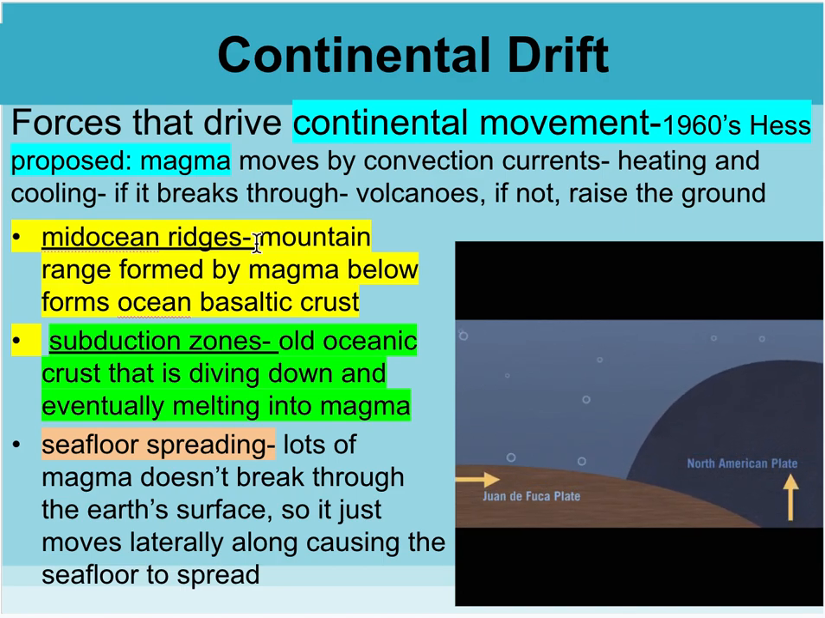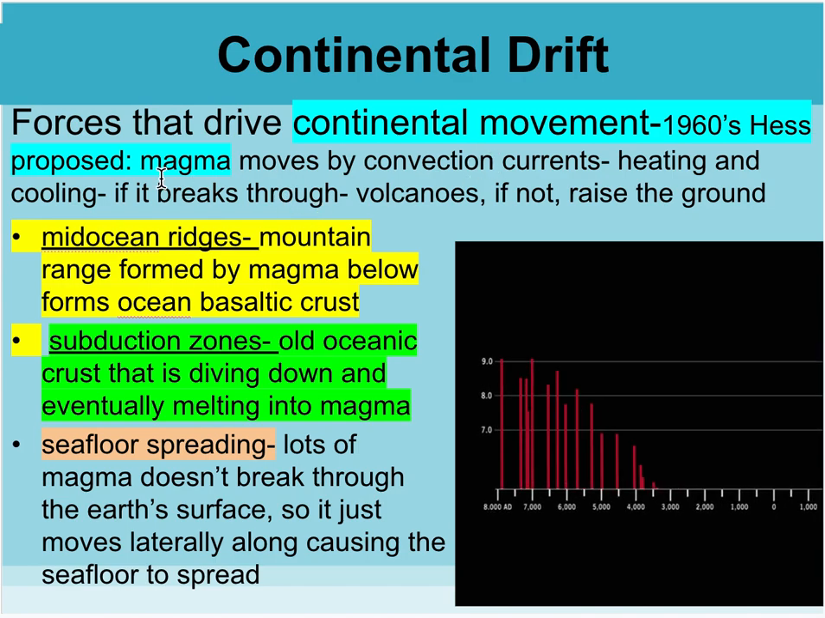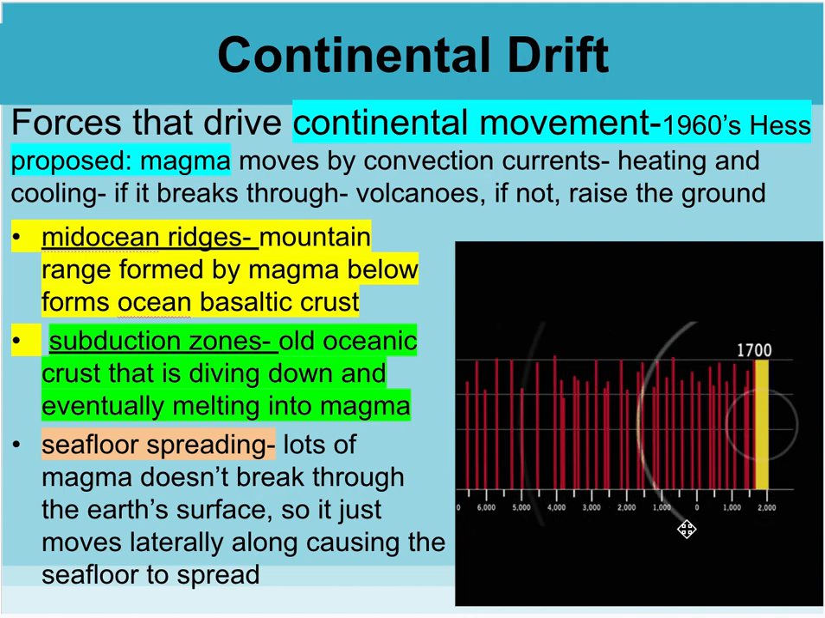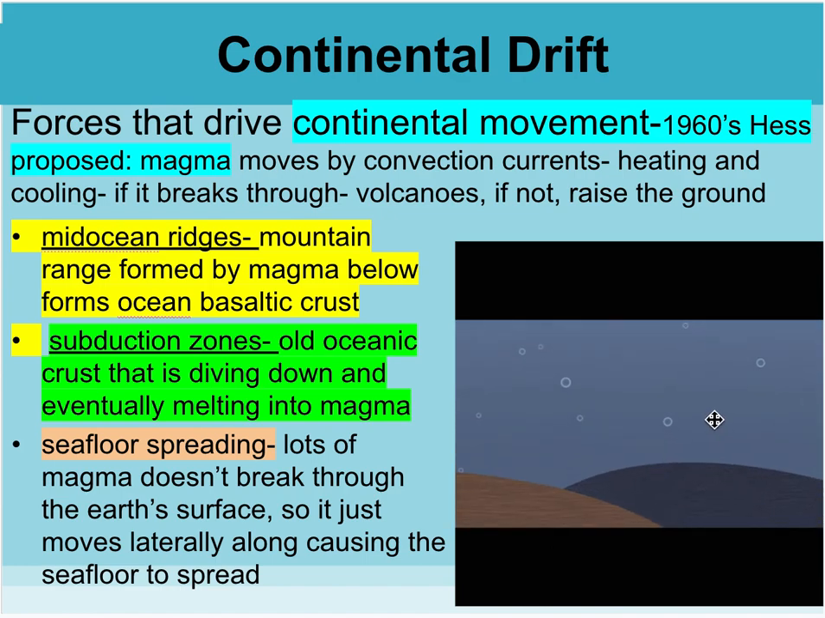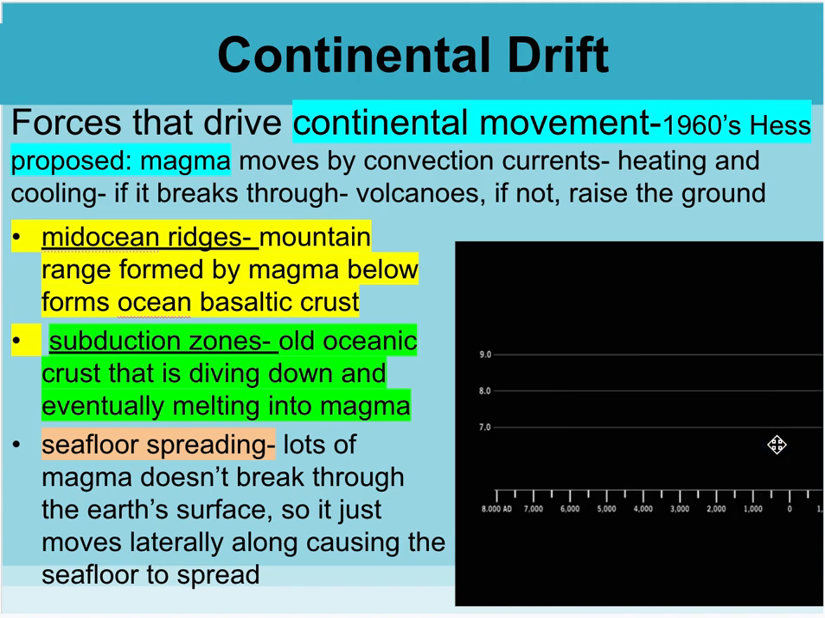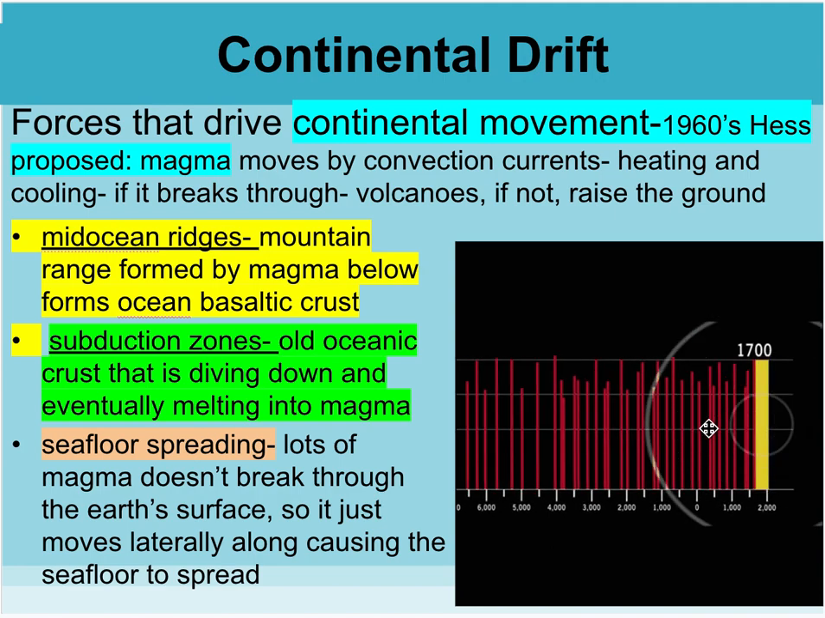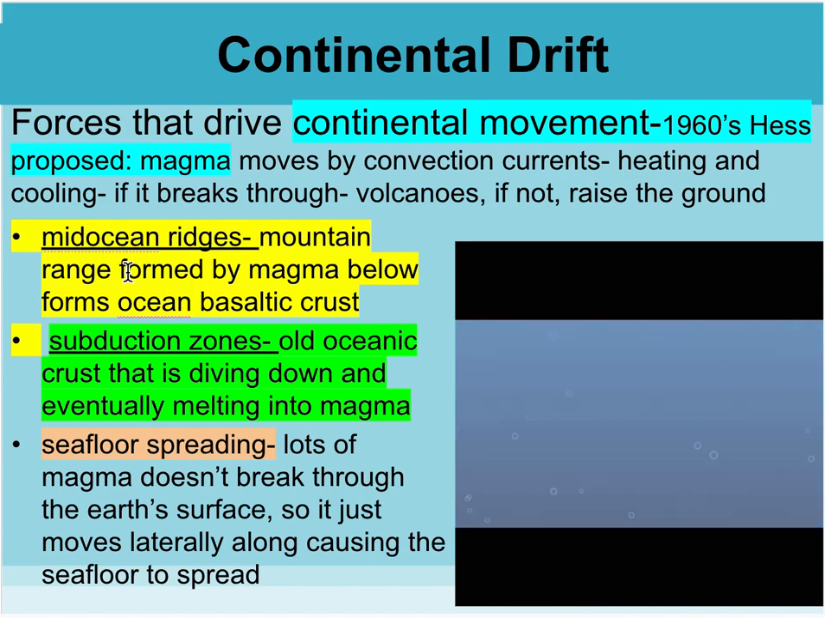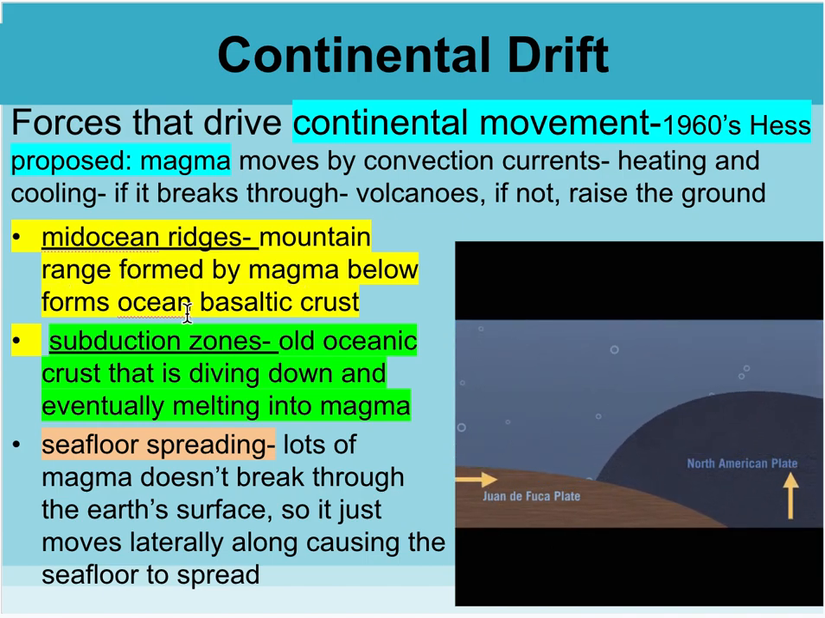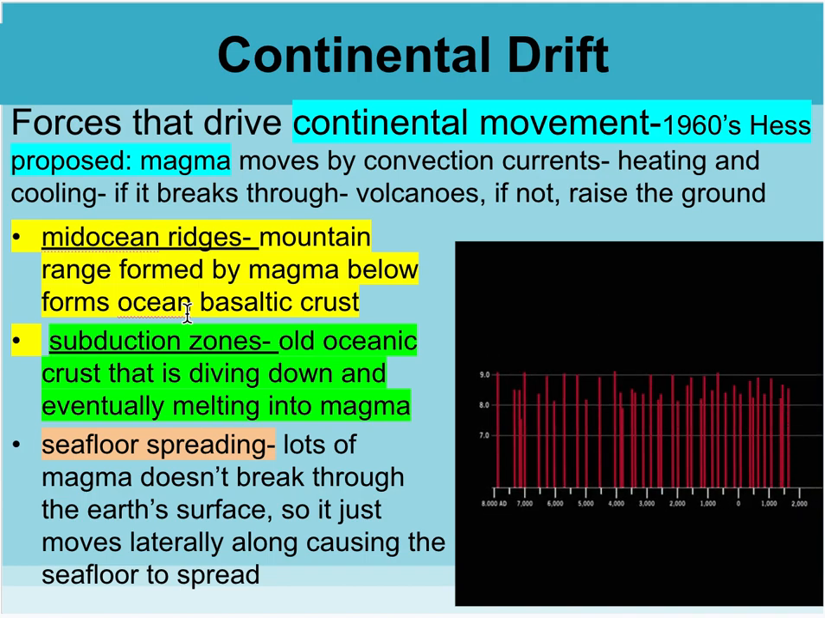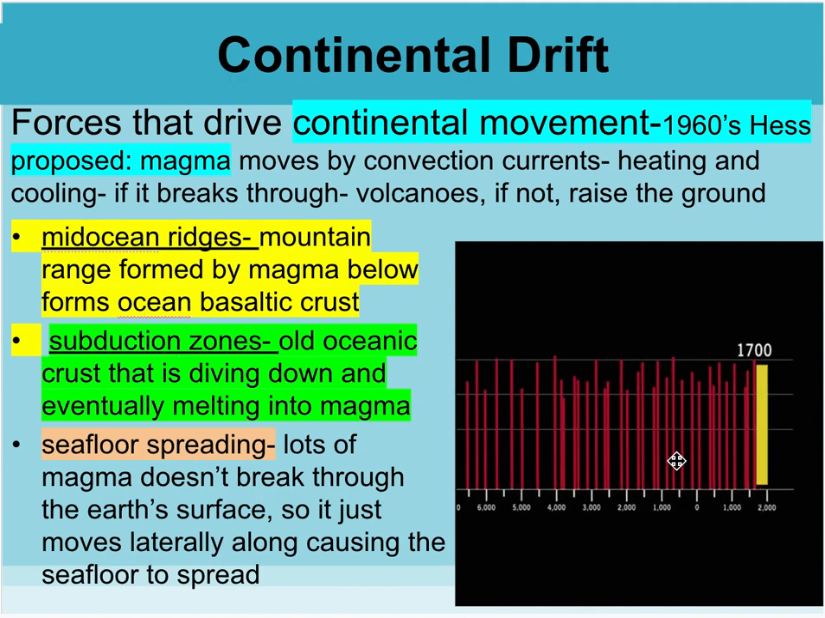So Hess further proposed in the 1960s that it's actually magma underneath the Earth that is heating and cooling in circular movements and moving the different pieces of land to the sides. Occasionally, that magma might break through as volcanoes, but lots of times it doesn't. And so you have things like mid-ocean ridges, where the mountain is made by magma that is below the oceanic crust, and you can also have subduction zones, and this GIF will show you that in a second.